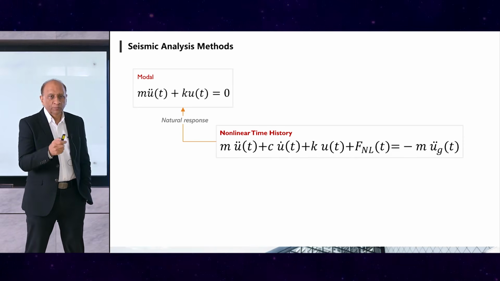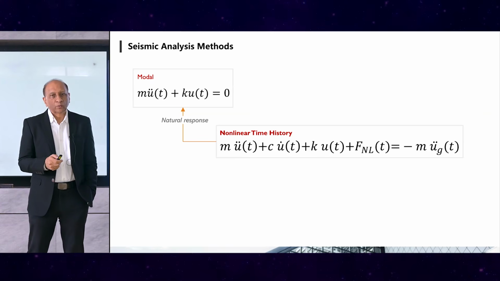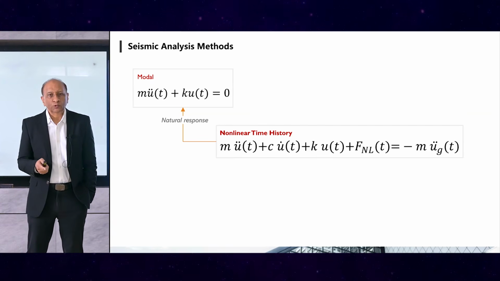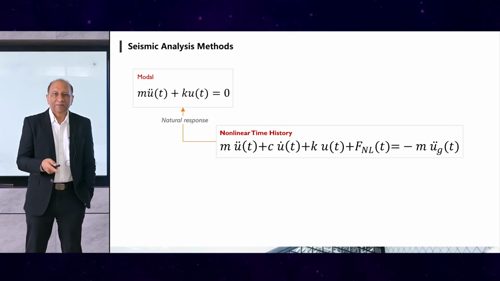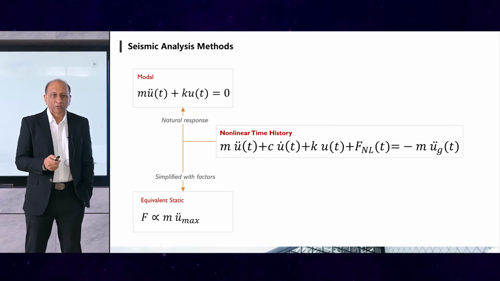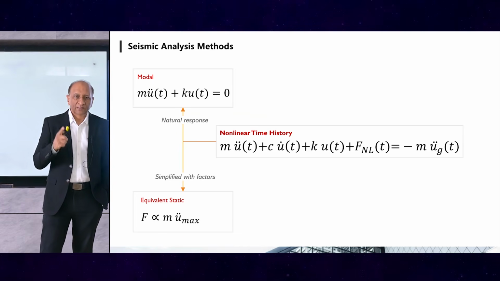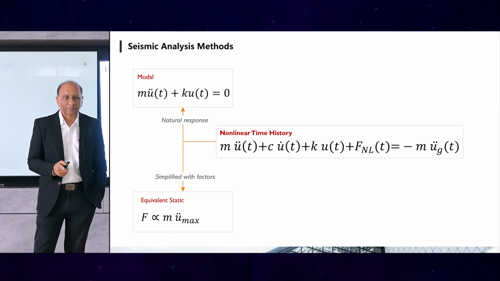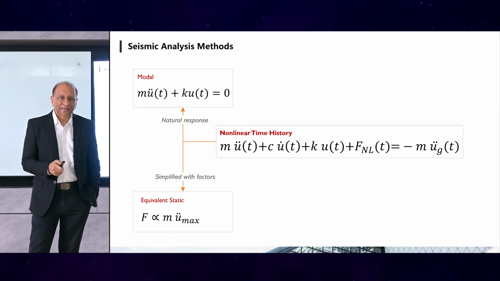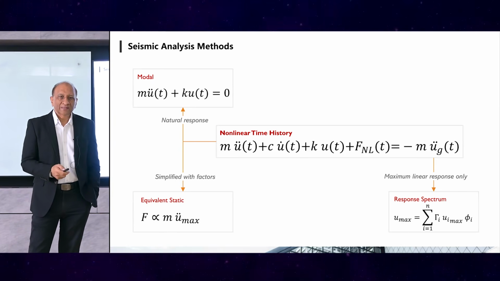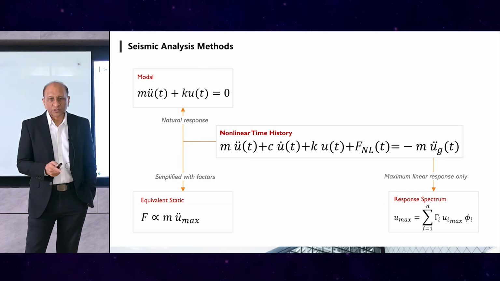For example, you could assume, like this one, we can get the modal response from there by ignoring the nonlinearity, the damping, the force, and the ground motion. We get that. And we can also get the equivalent static force by making assumptions about the displacement or acceleration of the mass at the top and the force directly through the mass. And then we can get the response spectrum.